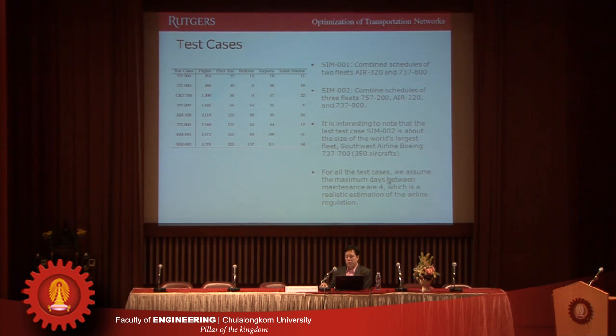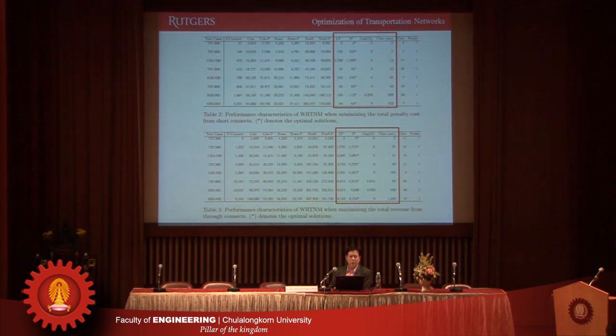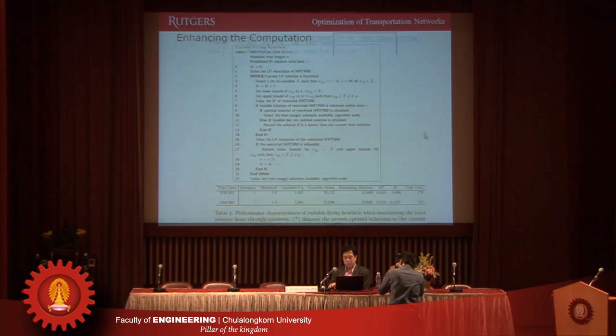And again, in this case, we use the maintenance day based on FAA, which is 4 days. So what we did was we solved all these problems. And we can solve even the largest fleet within 422 seconds. So it's pretty quick. And the nice thing, like I said, is that the solution of the linear programming relaxation versus the integer programming solution is very similar. So we have a very close to optimal solution. One is by minimizing the penalty cost of short connection, and we separate that from the revenue of the through connections. Again, we can solve this problem very efficiently.